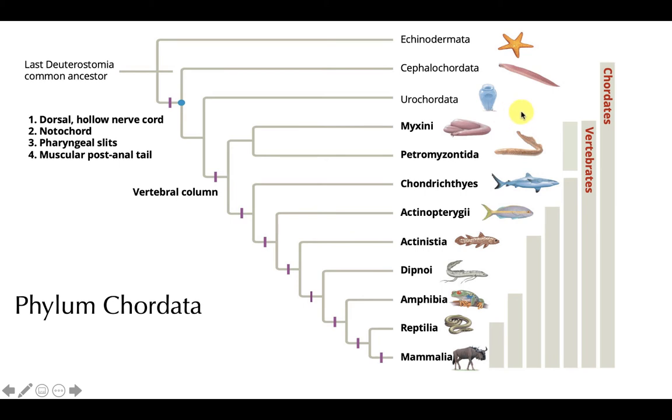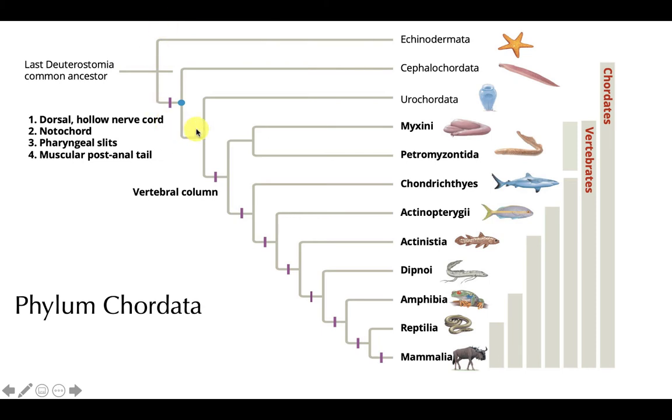So here we are in the phylogeny. Chordates, and here's our vertebrates, so Myxini and down. And remember, I don't have to draw Myxini at the top. In fact, I don't even have to draw Cephalochordata at the top. So please don't remember your phylogenies by what goes top to bottom. That's not how you read a phylogeny.